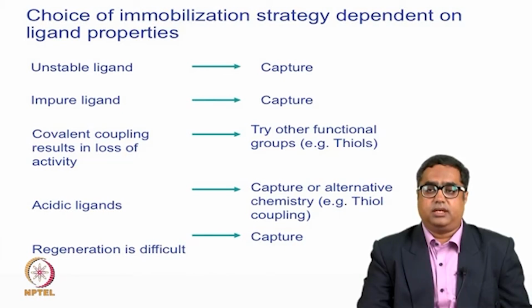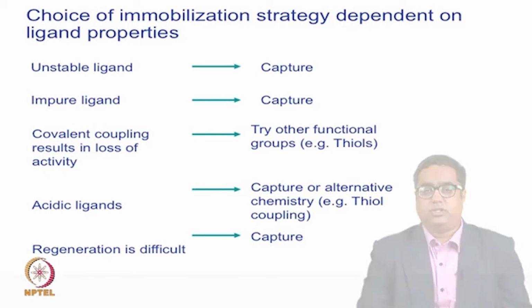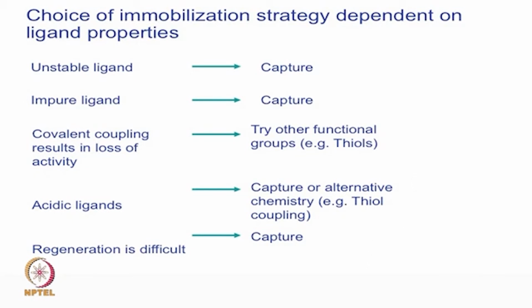Sometimes for some of the ligands the pI is very close to the acidic range, like 2 or 3, and those kinds of molecules we still prefer to go for a capture process. Sometimes for some molecules the regeneration is very difficult, and in that case also we go for a capture process. This way we distinguish between which molecules can be captured and which molecules can be covalently coupled.